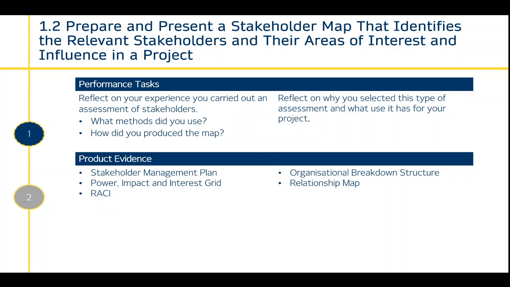Product evidence would be a stakeholder management plan, power impact interest grid, a RACI, organisational breakdown structure and relationship map. All these forms of breakdown structures or diagrams have some way of documenting your stakeholders, and it could be very useful to include that as evidence that you're able to assess your stakeholders and identify their power and interest. It could be any communication around discussing with colleagues to what extent a particular stakeholder has power or interest or influence in your project.